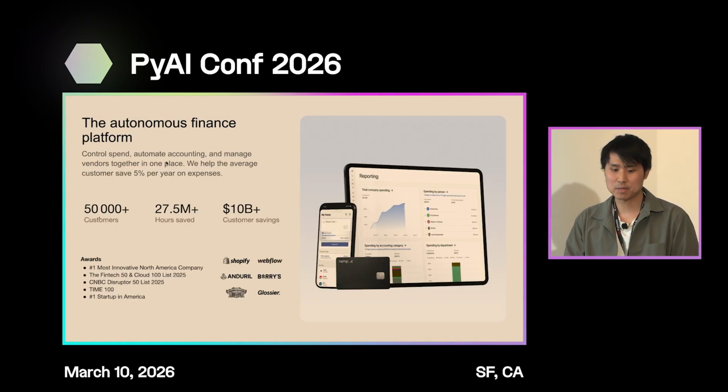So if you haven't heard of Ramp, the way you think of us is we're kind of like an all-in-one finance platform. So that means from your single place, you can issue cards, make payments, automate expense reports, and automate accounting. So our goal is to enable companies to reduce the amount they spend and automate the tedious work away.